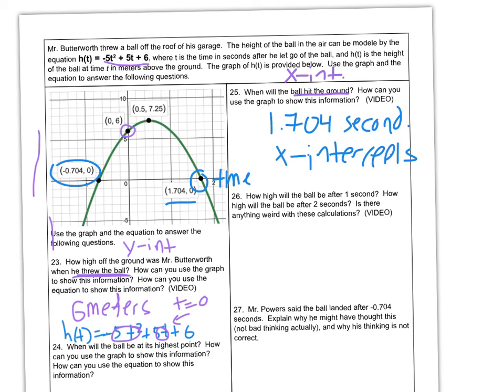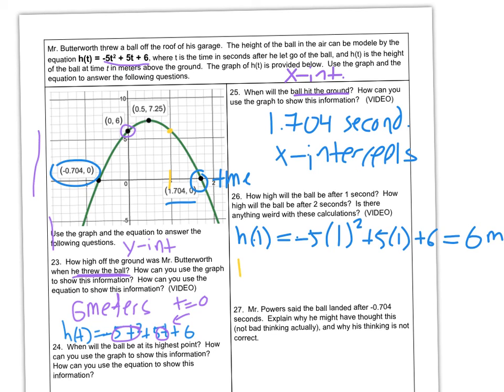Okay, number 26. How high will the ball be after 1 second? What this is asking us to do is to plug in 1 into this equation. So negative 5 times 1 squared plus 5 times 1 plus 6. So that'd be negative 5 plus 5, and that's going to be equal to 6. So after 1 second, it would be 6 meters off the ground. That's kind of weird, same as it was when it was let go. Oh, and I guess that makes sense based on my graph, because that's where 1 is, and that's the same height. Weird.